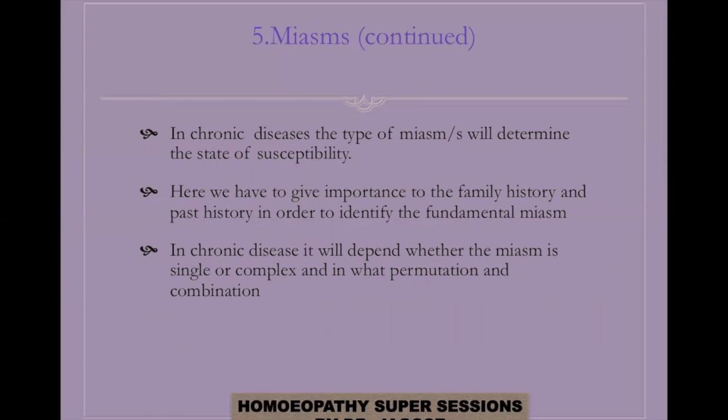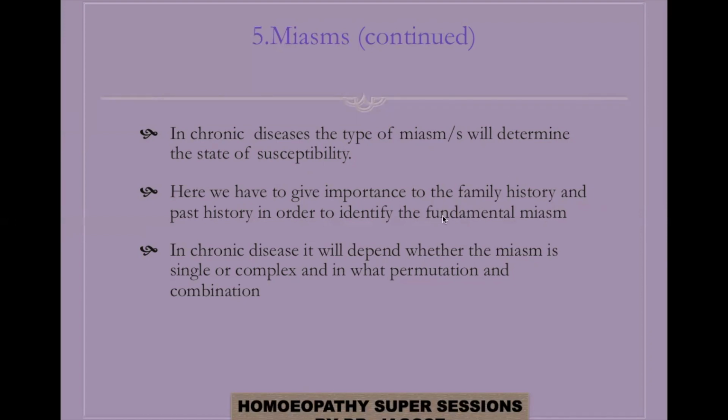However, in a chronic case, the type of miasm or miasms will determine the state of susceptibility. Here, we have to give importance to the family history and the past history in order to identify the fundamental miasm. So in chronic disease, basically, what are we identifying? We have to identify the fundamental miasm. In acute disease, we identify the dominant miasm. In chronic disease, we identify the fundamental miasm. From which part of the case? Naturally from the family history, and it can also be supported by the past history of the patient.